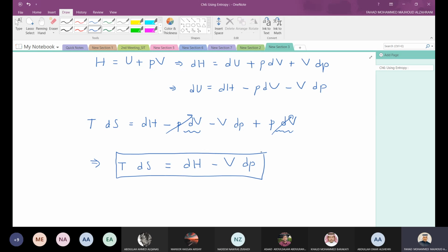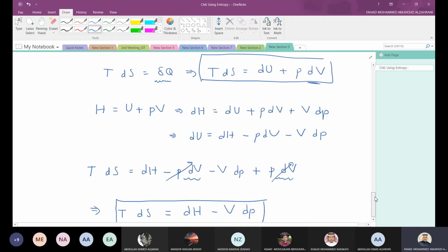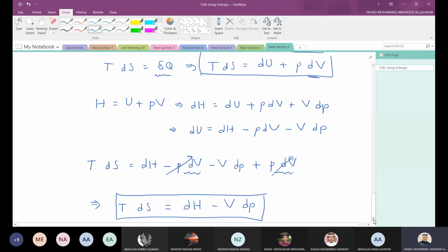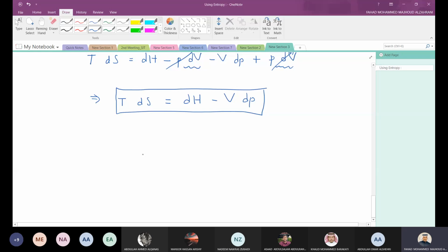Okay, so we have two TdS equations. One is in terms of the internal energy, and the second is in terms of the enthalpy. The first one: TdS equals du plus pdv. The second: TdS equals dH minus vdp. These two are important equations, which are the basis for evaluating entropy. If you want to evaluate entropy, it will all depend on these equations. All right, so questions.